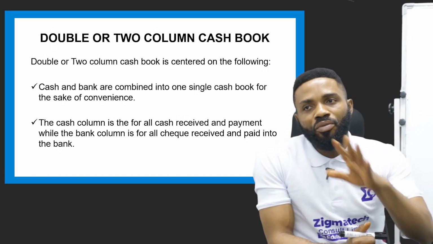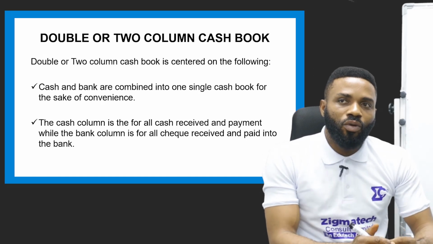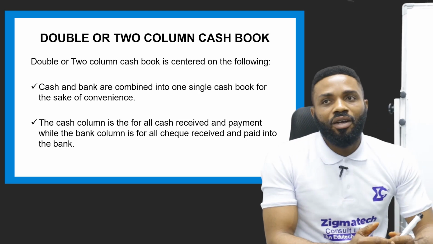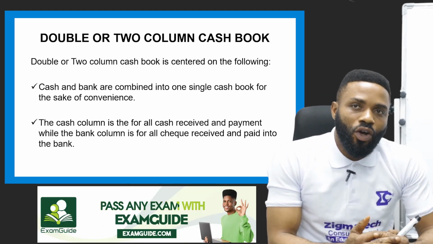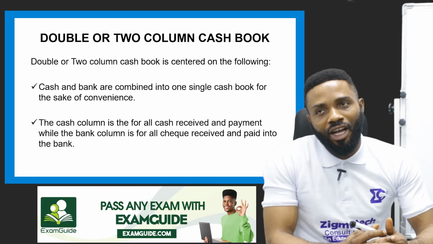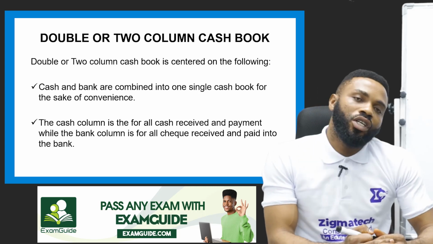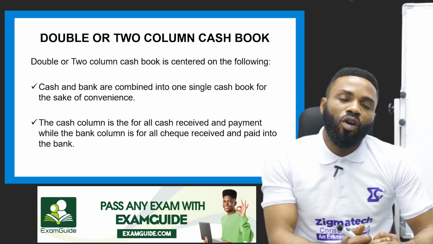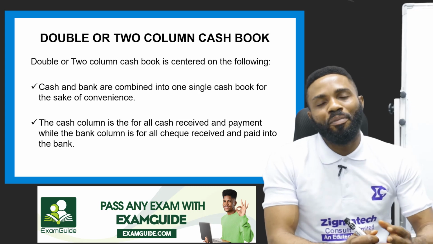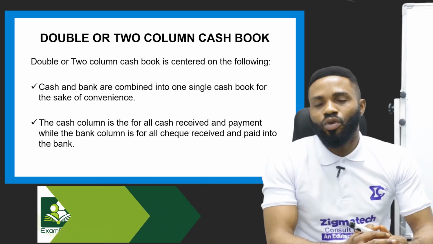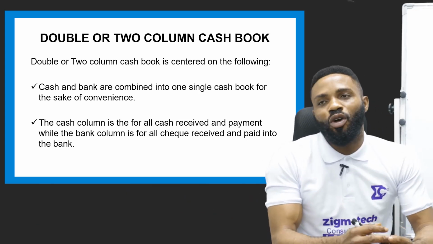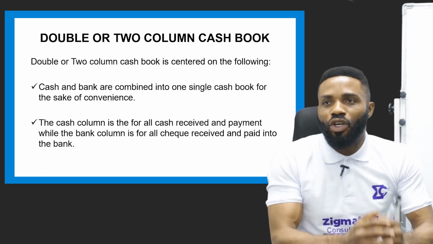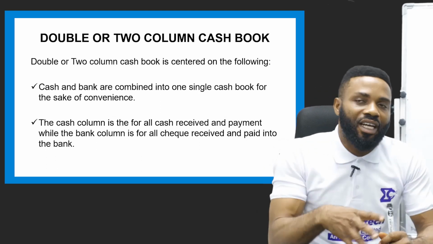But before we really look at this, I want to believe that we have a foundational knowledge or a good knowledge of what one-column cash book is. Because until you have a full knowledge of one-column cash book, you may not be able to appreciate two-column cash book. Two-column cash book is just an extension of one-column cash book. The only difference is just the columns that are involved.